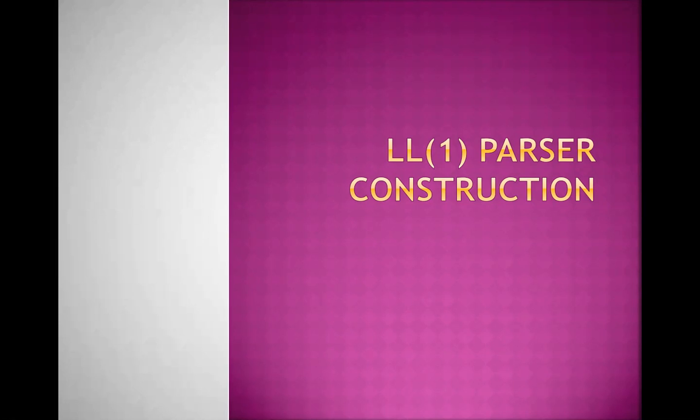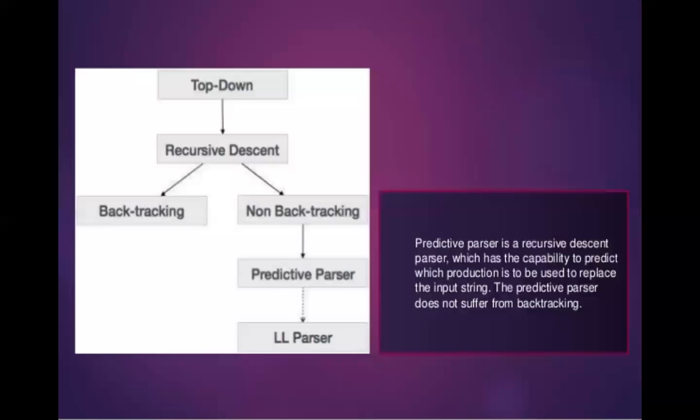Basically, the LL1 parser is a top-down parser. In top-down parsing, there is the recursive descent parser. There are two different kinds, backtracking and non-backtracking. And the non-backtracking one is a predictive parser. This is also called the LL parser.